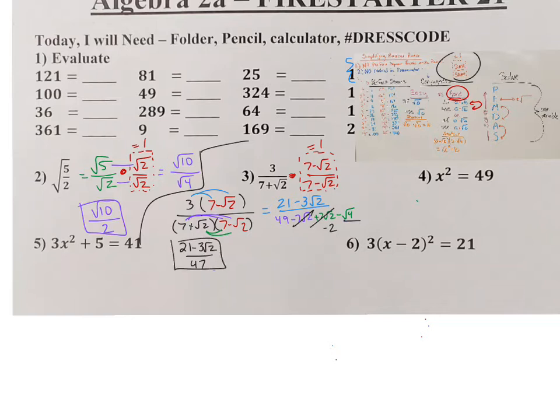I would have left it like that, but like I said, some places are going to split it, where you're going to have 21 over 47 minus 3 radical 2 over 47. Either way is a good answer with me. I think it's easier just to keep them together.